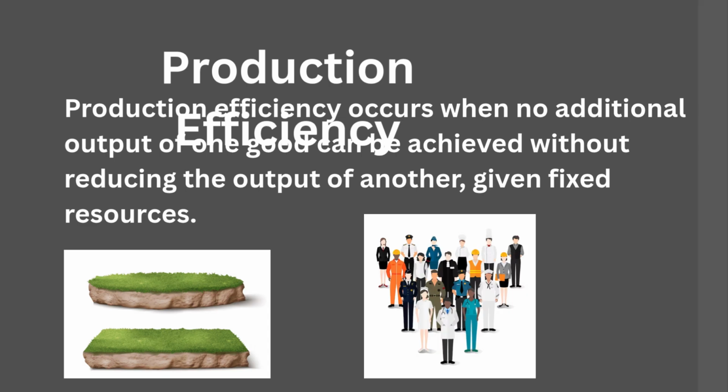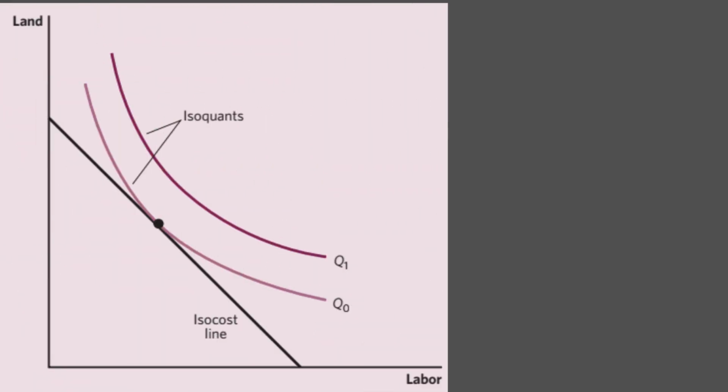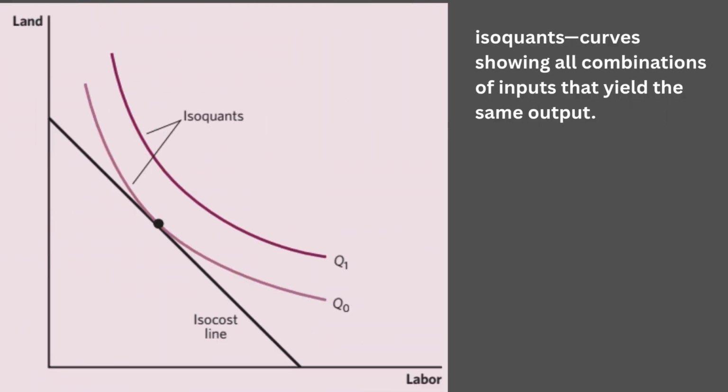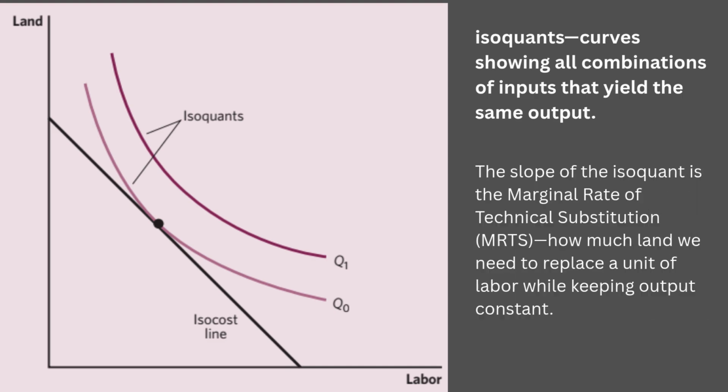No waste, no slack. To analyze production efficiency, we use isoquants, curves showing all combinations of inputs that yield the same output. The slope of the isoquant is the marginal rate of technical substitution, MRTS. How much land we need to replace a unit of labor while keeping output constant. When labor is scarce and land is abundant, replacing labor requires a lot more land, leading to diminishing MRTS.